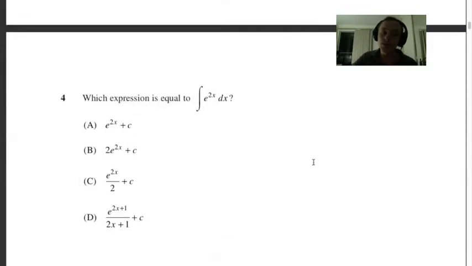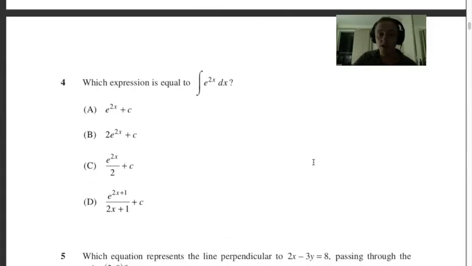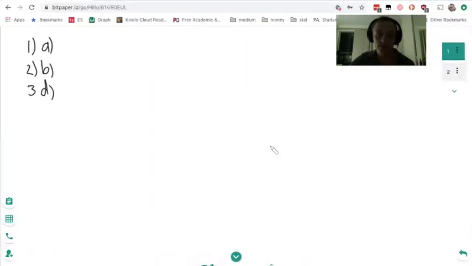Let's have a look at question 4. Which expression is equal to the integral of e to the power of 2x dx? Okay, now off the top of my head, I'm leaning towards C, and let us have a look at how we can achieve that. I'm going to use u substitution to achieve this.